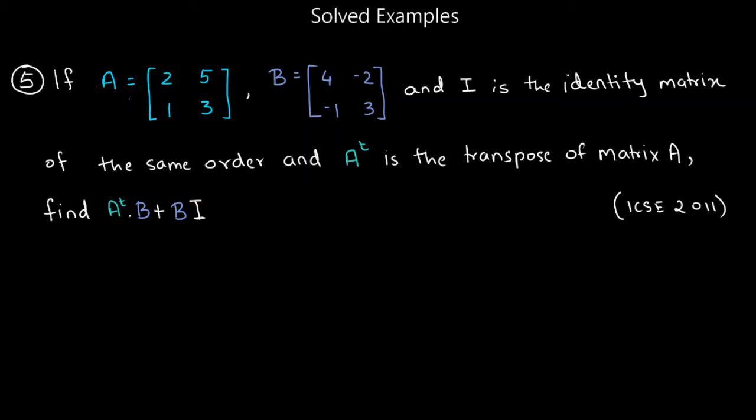Let's solve another sum based on multiplication of matrices and transpose of a matrix. The question tells us if matrix A is equal to 2, 5, 1, 3 and matrix B is 4, minus 2, minus 1, 3, and I is the identity matrix of the same order, and A^T is the transpose of matrix A, find A transpose into B plus B into I.